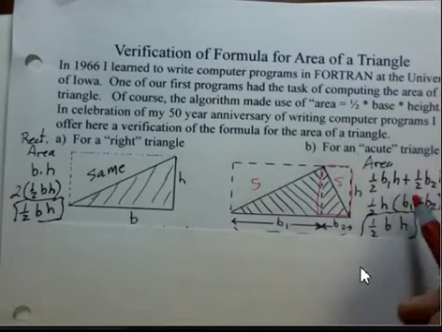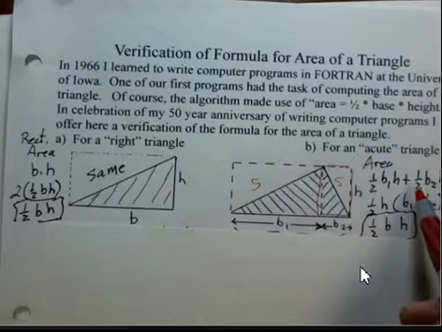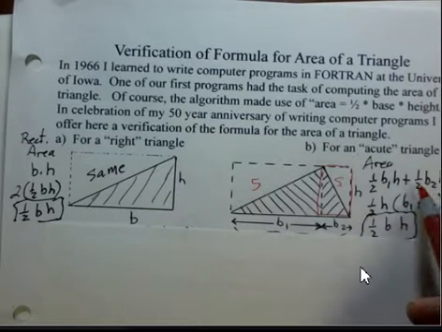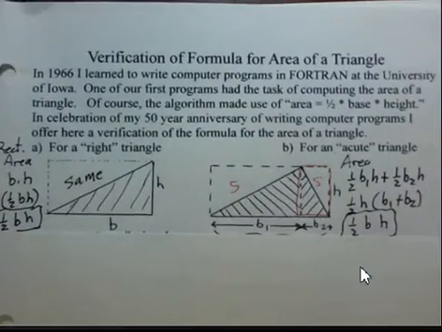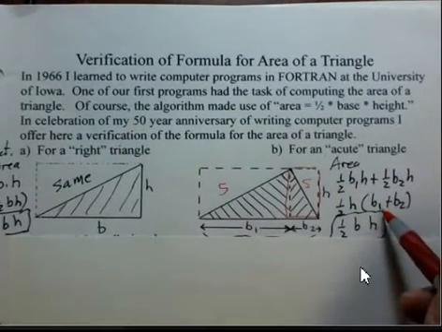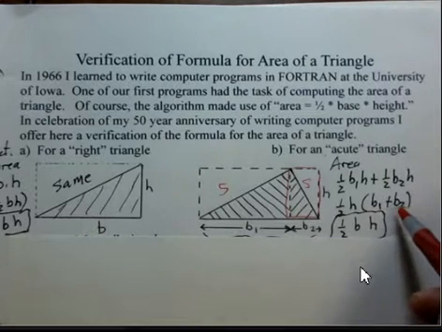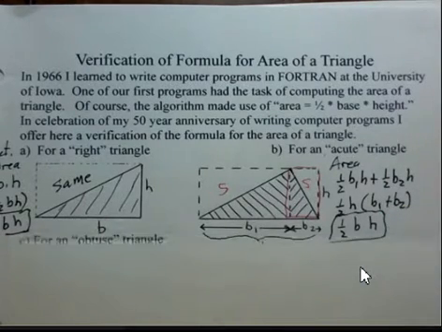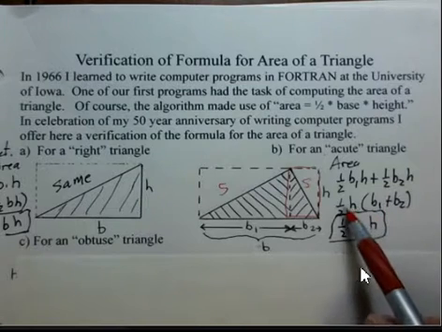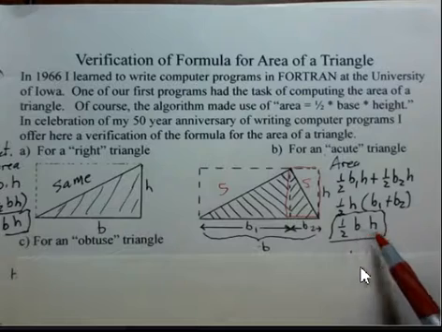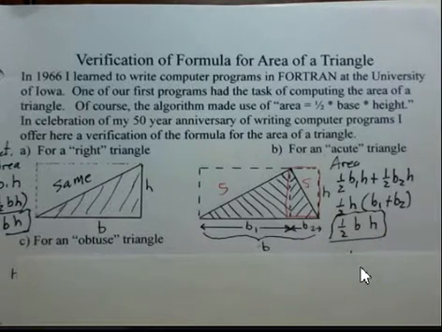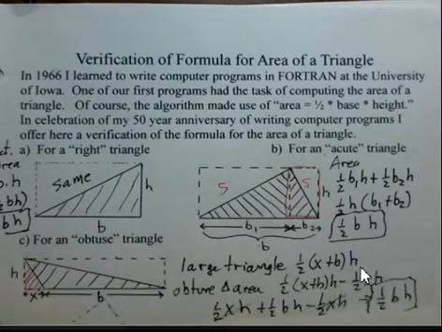Those are the bases. We can factor out 1/2 and h. That's common to both terms. So in doing that, we have 1/2, h, and then B1 plus B2. Well, B1 plus B2 is the base of this acute triangle. And we recover now 1/2 HB, just swap B and H, 1/2 base times height. It works for an acute triangle. What about an obtuse triangle?